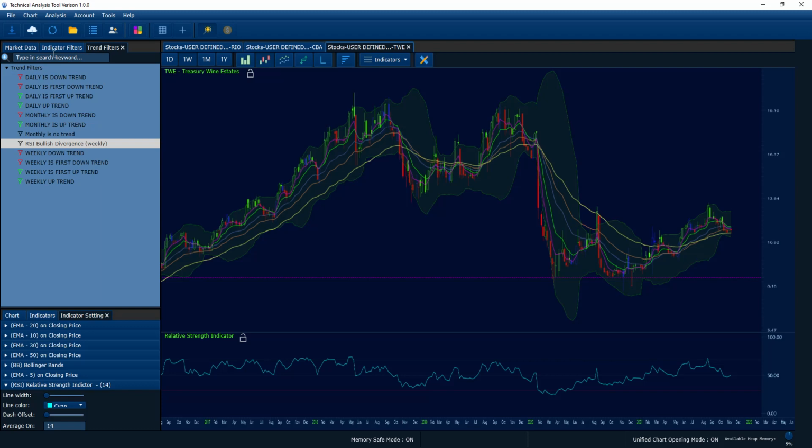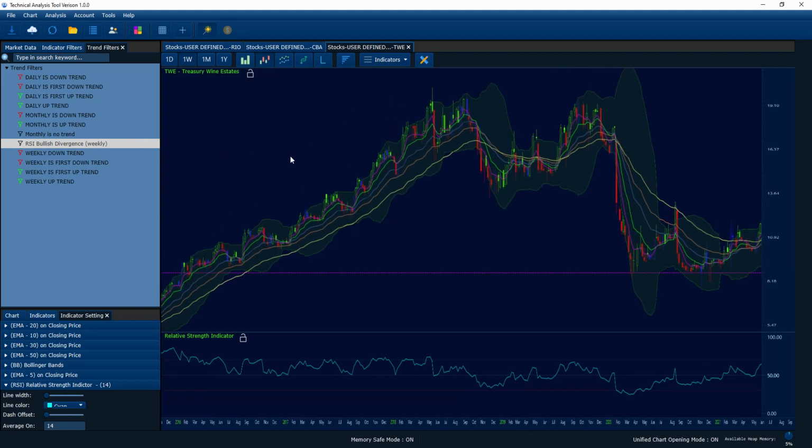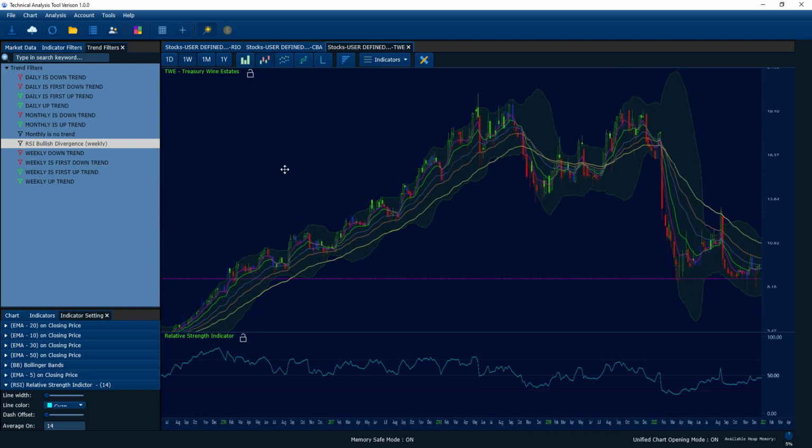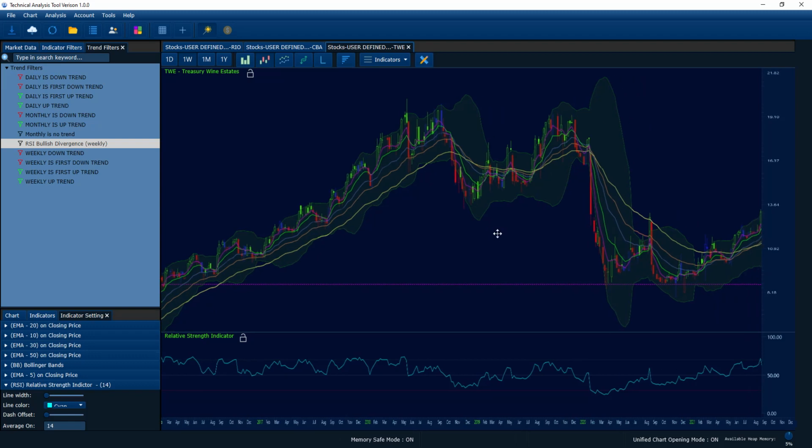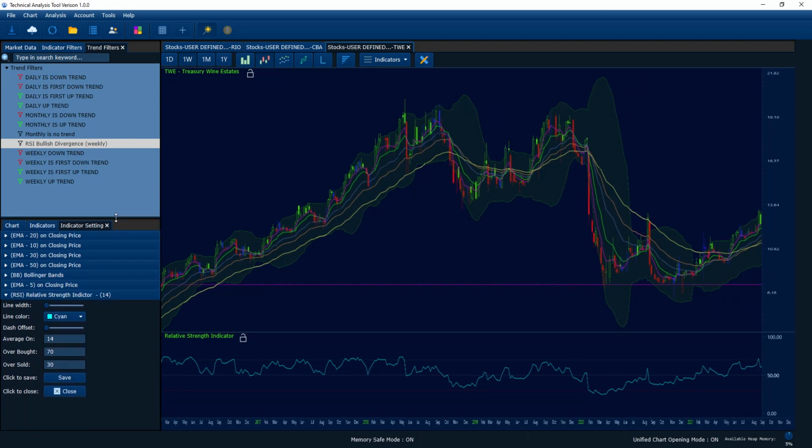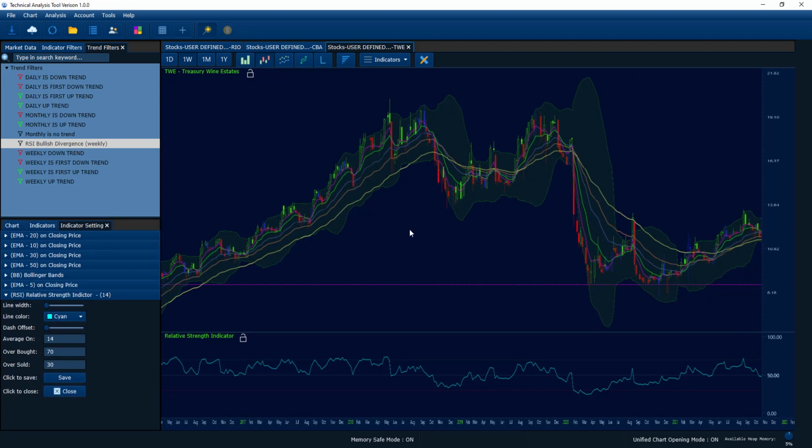I'm going to have a very detailed tutorial on trend filter creation and indicator filter creation. Just go into that playlist to check those contents. But for this RSI indicator, I think I have delivered all the information that we have.